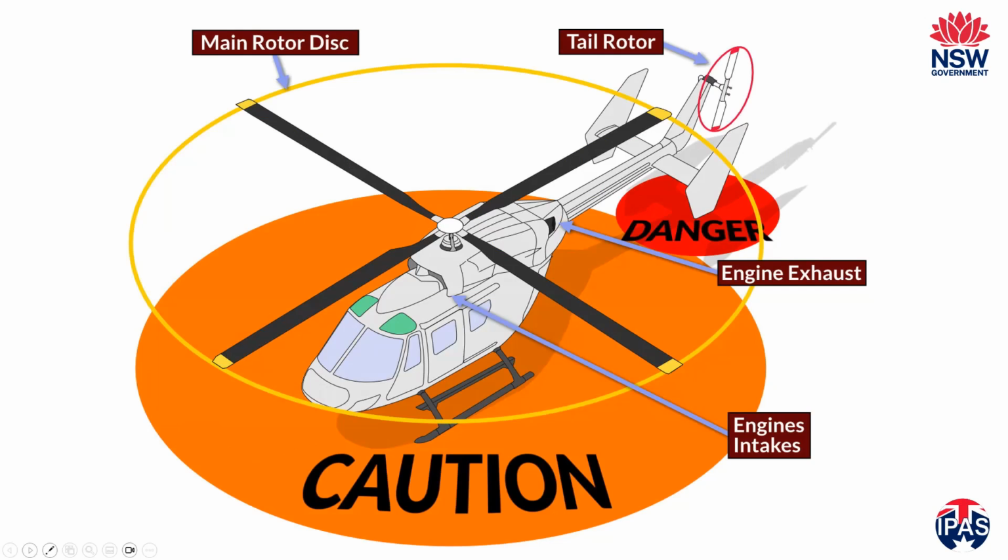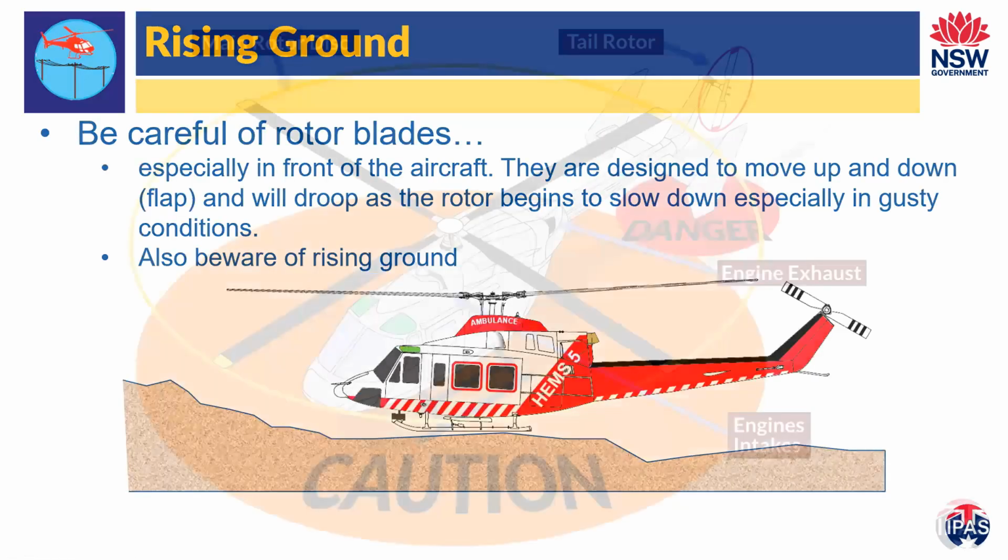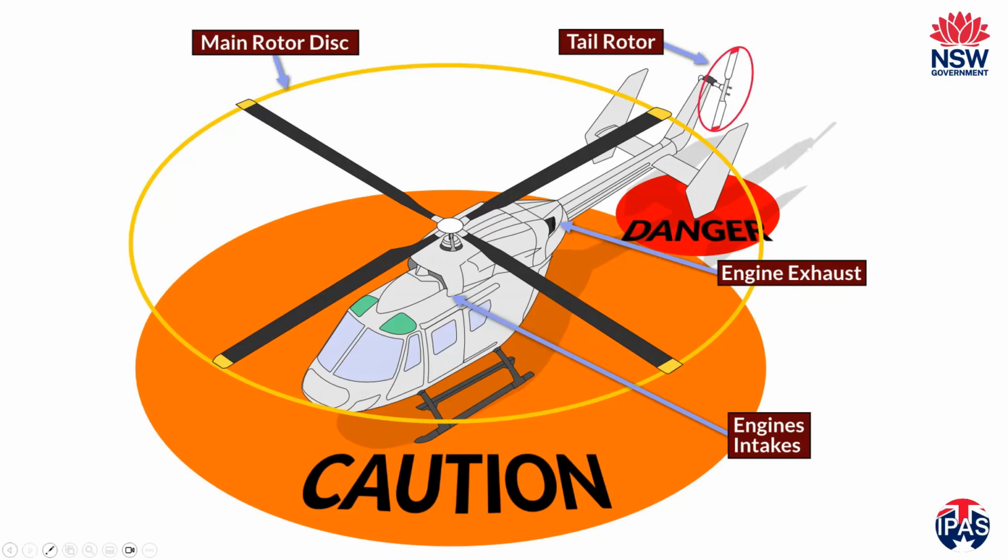Just be aware that that disc can actually move. Not only is it spinning, it can tilt forward, backwards, left, and right. And if the ground is uneven, the clearance between you and the disc will be diminished, and so that clearance will decrease as well. So be aware of the disc and be aware of the ground on which you are walking. Sorry, going back. So the main rotor disc is the key area there.